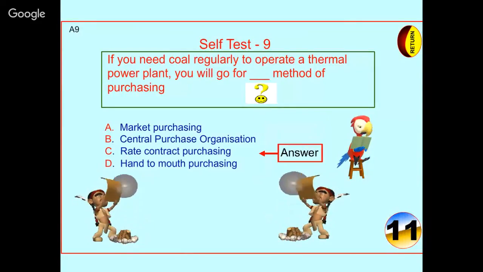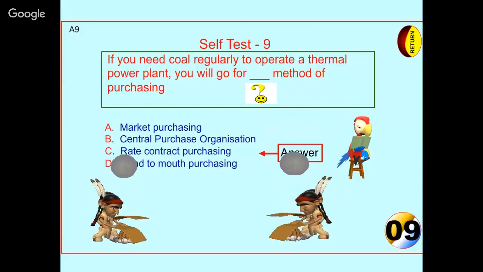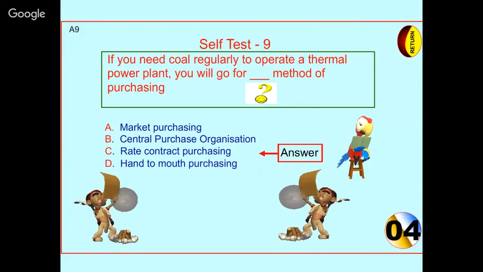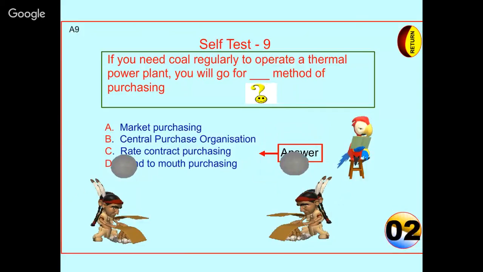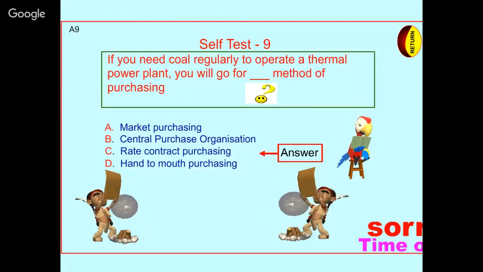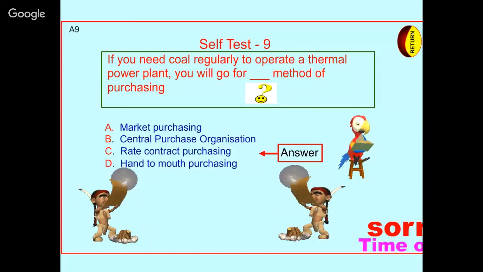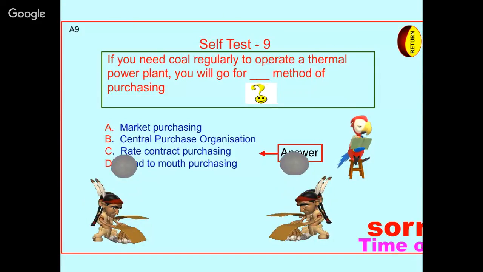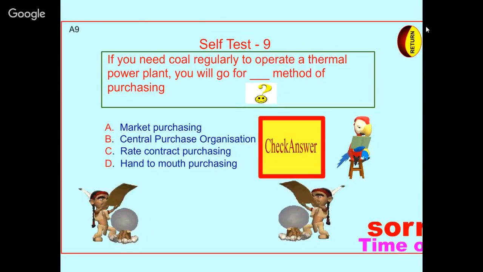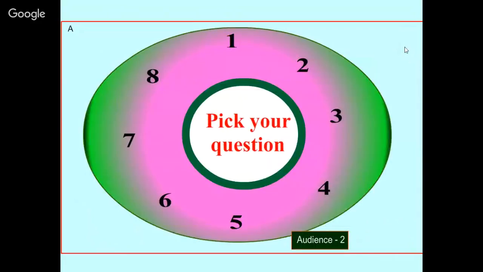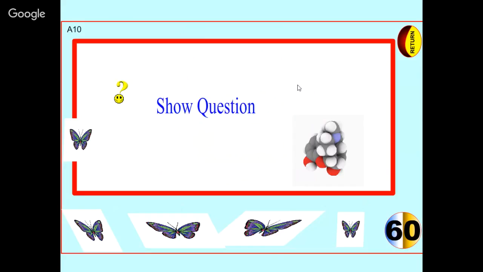The right answer is rate contract purchasing. You will enter into a contract with a supplier of coal and you will run the plant based on the supply of coal as per the contract. Yes, we are left with the very last question. Be ready.